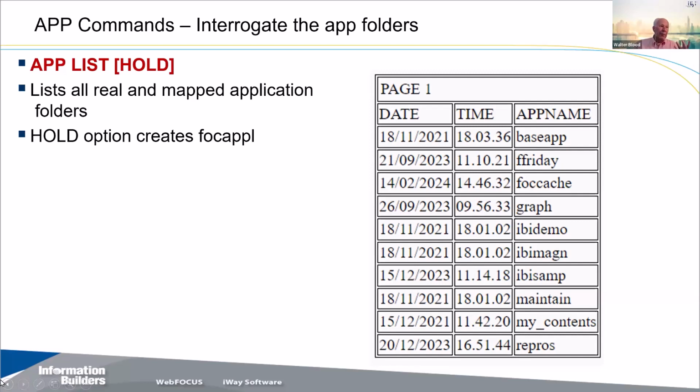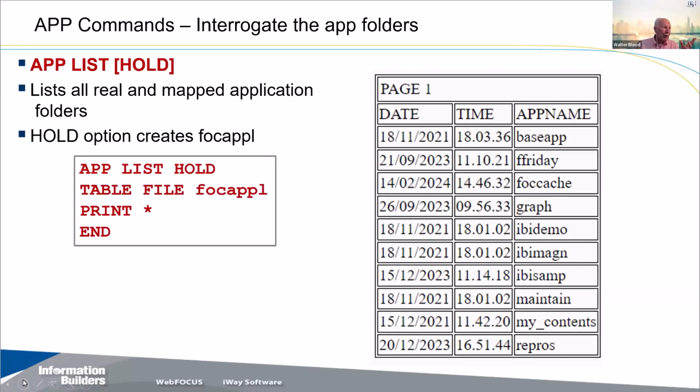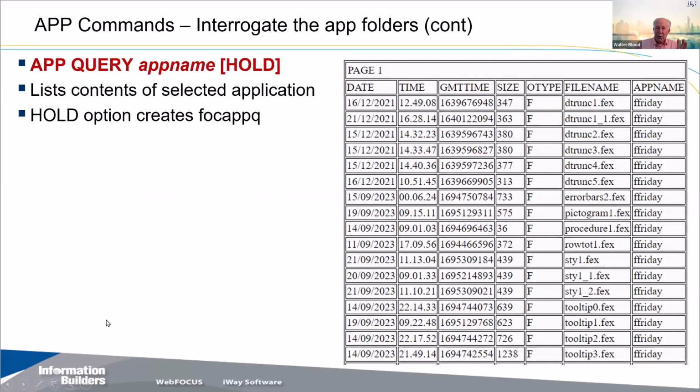If I do an APP LIST HOLD, it's actually going to put that into a file, and that file is going to be called FOCAPPL. I can then TABLE that file and actually do anything I want with it, which is extremely useful. What I've done here is I've just tabled FOCAPPL, PRINT *, and it's given me the contents because I just did this APP LIST HOLD. FOCAPPL is another one of these Focus metadata interfaces, which is really, really useful.